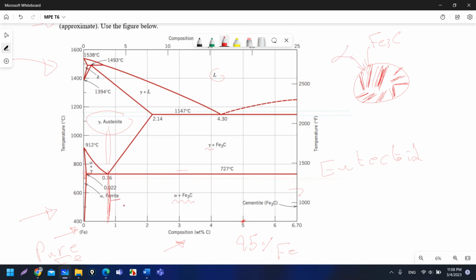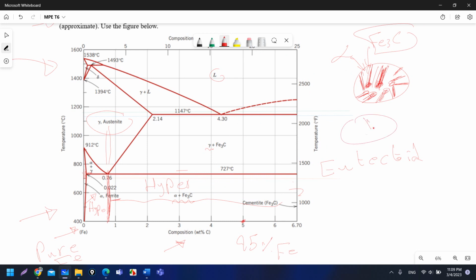If you are to the right of the eutectoid point, we call it hypereutectoid, and if you are on the left, we call it hypoeutectoid. Okay, if you are on the right, similar to the eutectoid point, you will have particles of Fe3C. So you'll have particles of Fe3C.